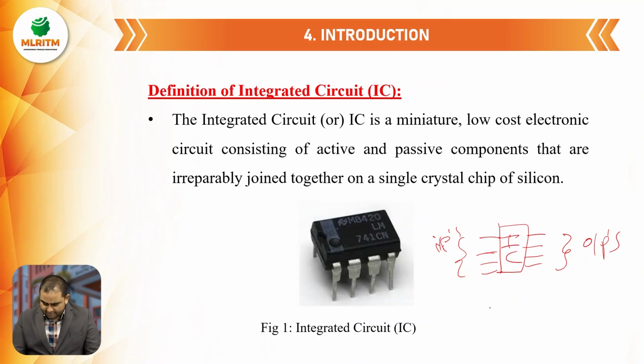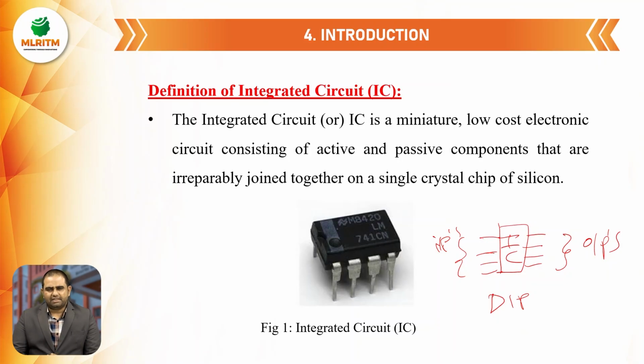This package is called a dual inline package. Dual inline package means the number of inputs present at the left side and the number of outputs present at the right side, both counts should be the same. That is called a dual inline package. Different kinds of packages will be there, but in general most available ICs in the market are dual inline package ICs. So here I have placed IC741, which is an operational amplifier IC.